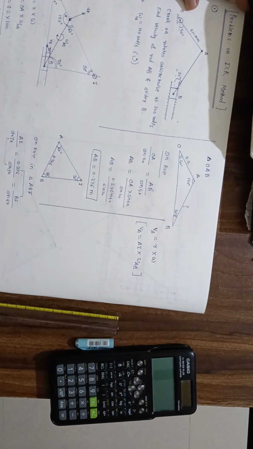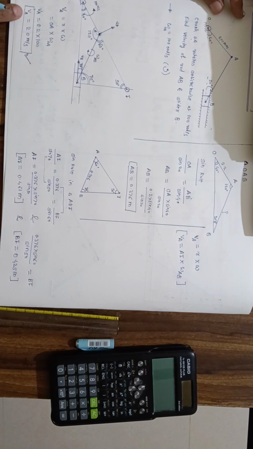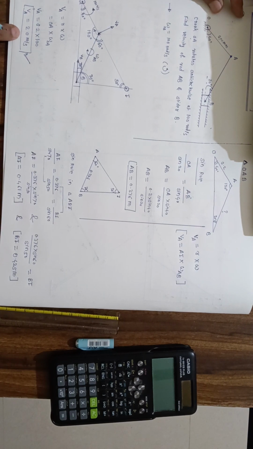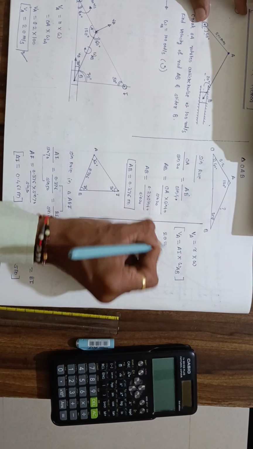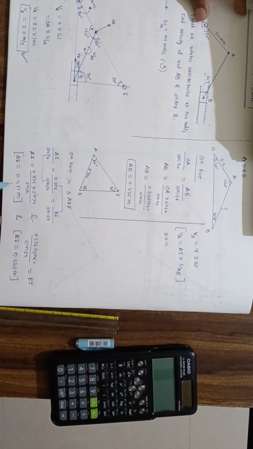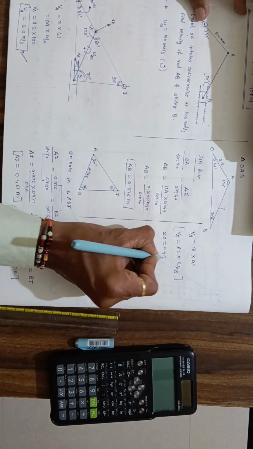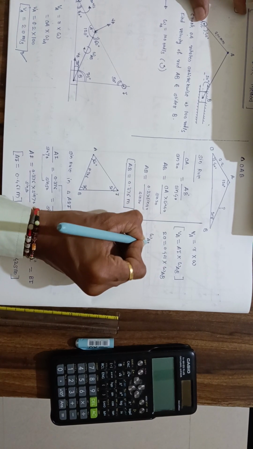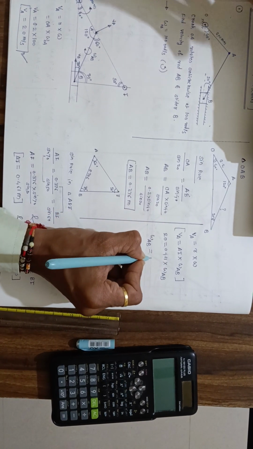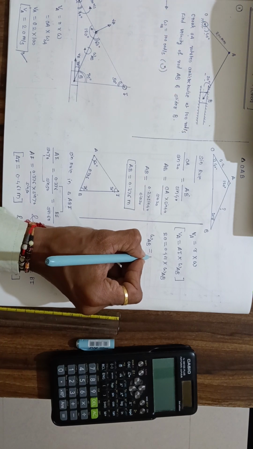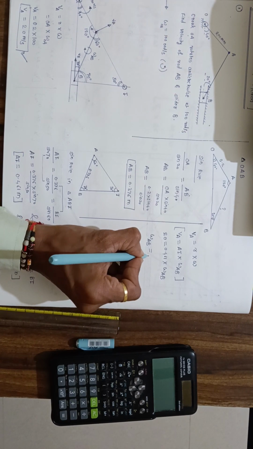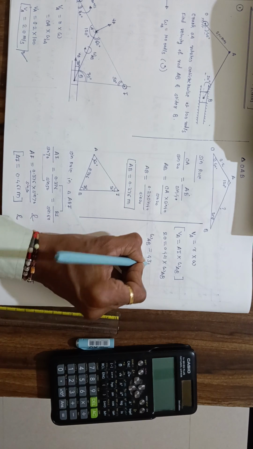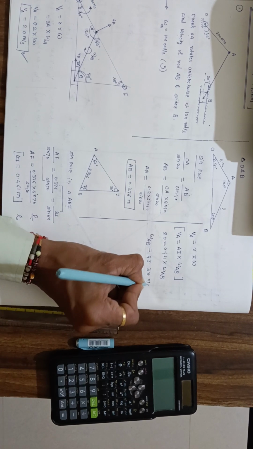This is the first equation, VA, which is 20. With distance AI 0.461 into omega AB, from this calculate omega AB. So omega AB is 43.38 rad per second.